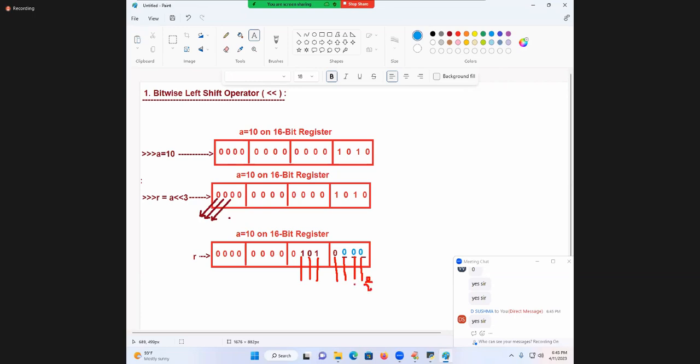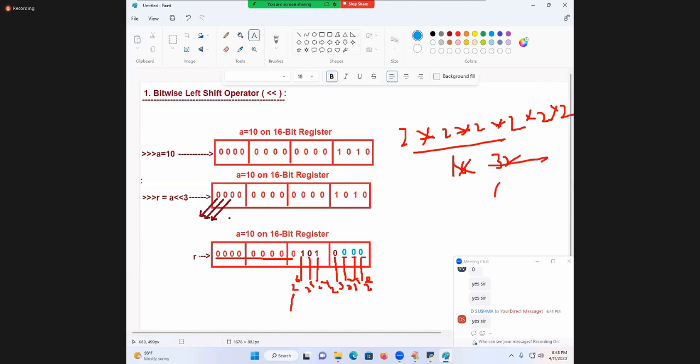2 to the power of 0, 2 to the power of 1, 2 square, 2 cube, 2 to the power of 4, 2 to the power of 5, 2 to the power of 6, right or not? And all these things are called 2 to the power of 0 and so on. Tell me, 1 into 2 to the power of 6, how much? Mathematics problem. 2 into 2 into 2 into 2, how much, students? 16. Into 2, how much? 32. 32 into 2, how much? 64. 64 is the value.